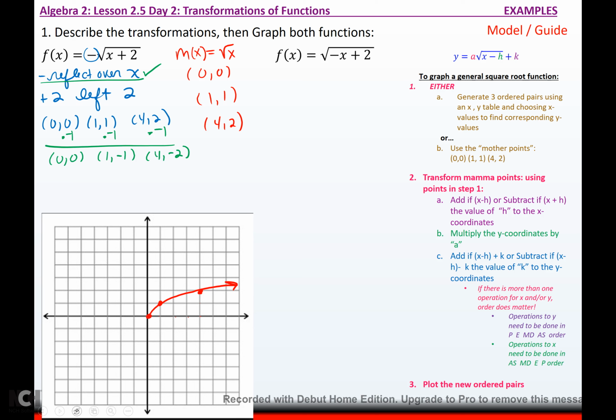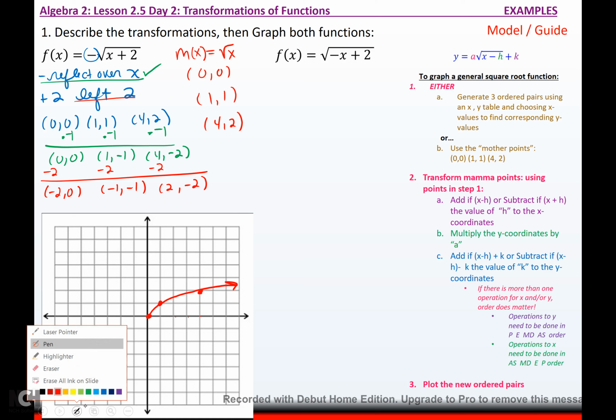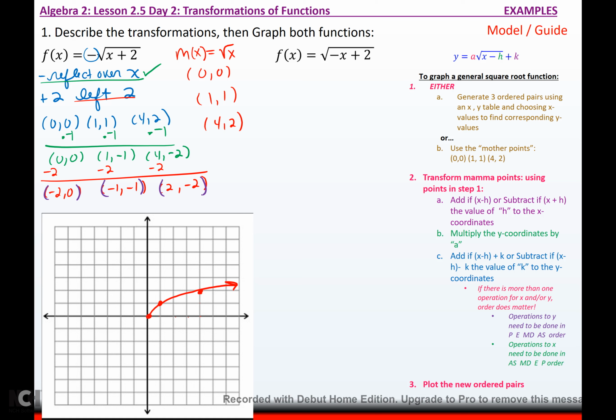To add 2, or it wants me to add 2 to the x's, but remember that means left, so I'm actually going to subtract 2 from my x's, and I get (-2, 0), (-1, -1), (2, -2). And if I plot those ordered pairs, knowing it should look like half a parabola, there it is. Did it go left 2? Yes. Did it reflect over x? Yes. Okay.